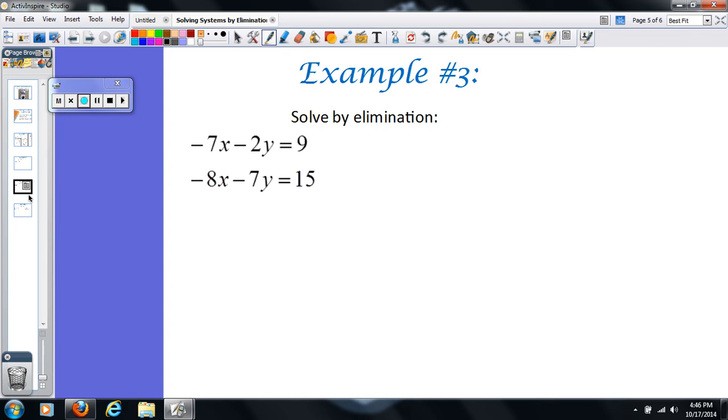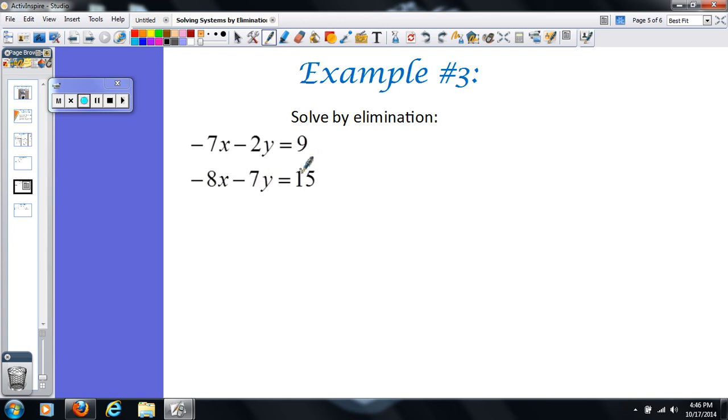I have negative 7x minus 2y equals 9. I have negative 8x minus 7y equals 15. And now I need to go through the same steps again. So again, one of the first things I need to do is see, do I have coefficients that are opposites? So right now I have negative 7 and negative 8. Those are not opposites. Here I have negative 2 and I have negative 7. Those are also not opposites.